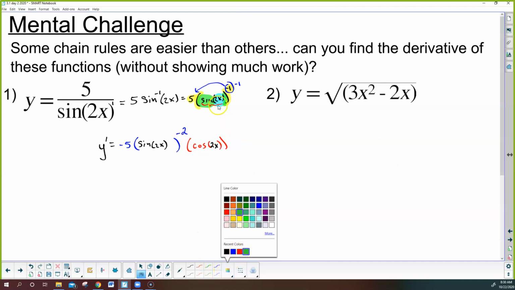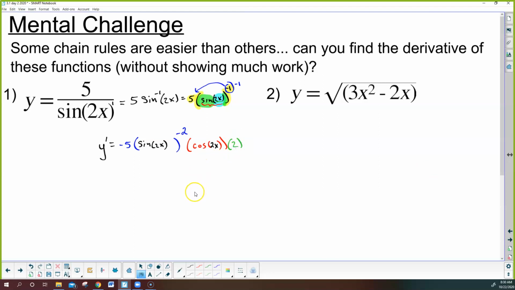And then I have to multiply by the innermost inner layer, which is the derivative of the most inside piece. The derivative of 2x is 2. And then we would be able to clean this up.